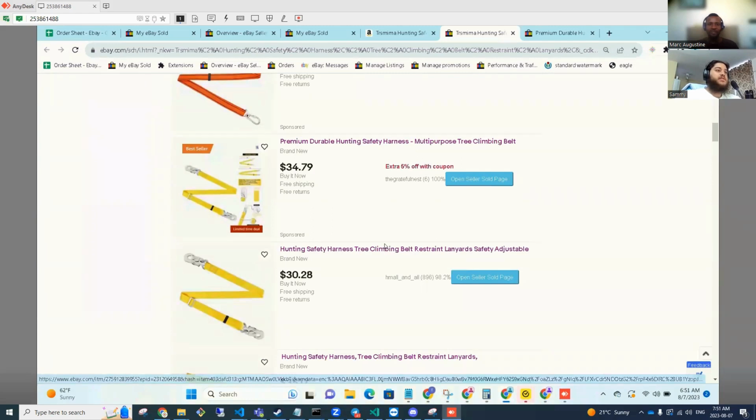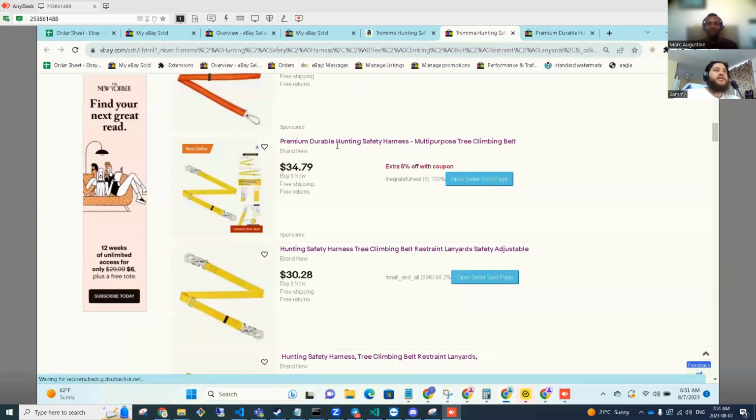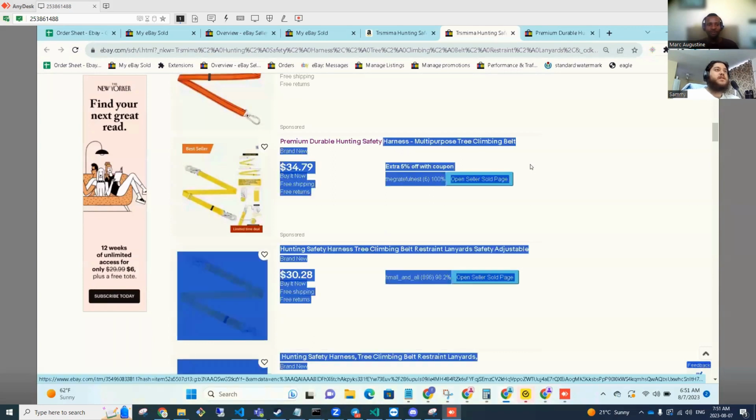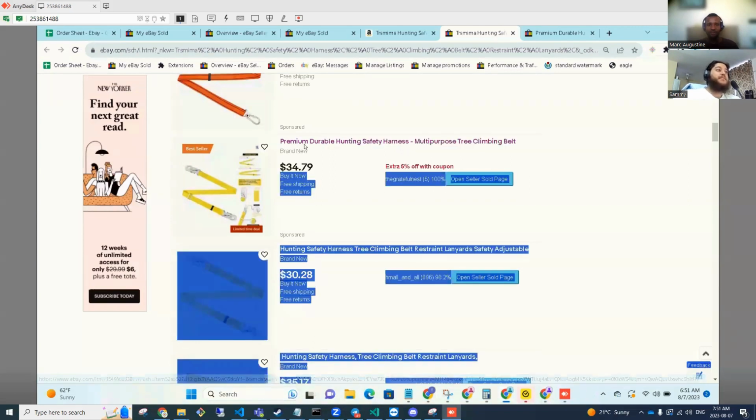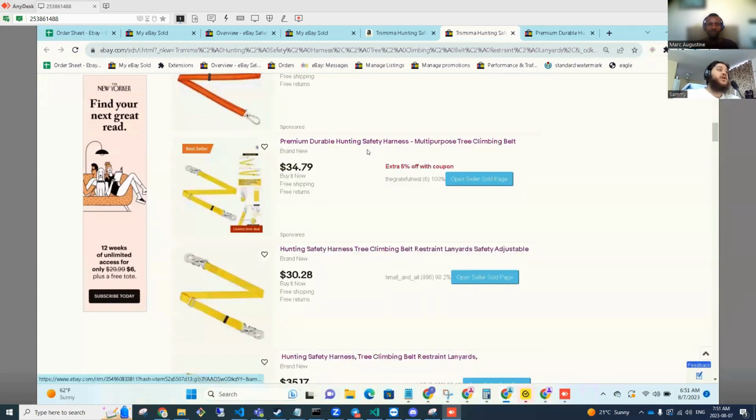Yeah, it's a much more readable title. I feel like right away it gives you all the benefits right in the beginning: premium, durable. It tells you what it's for: hunting safety harness.